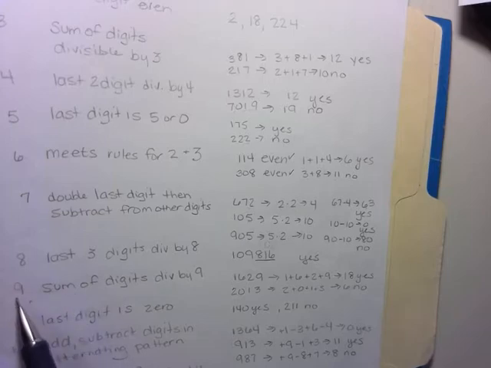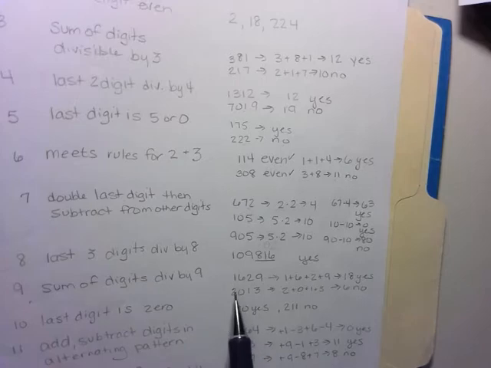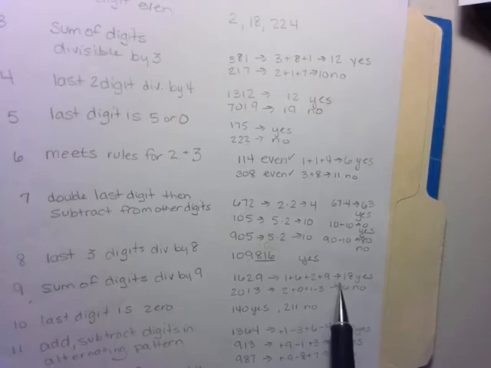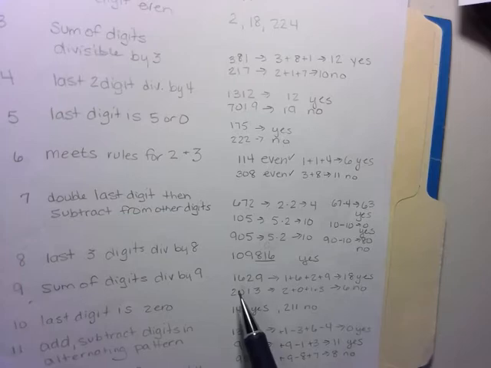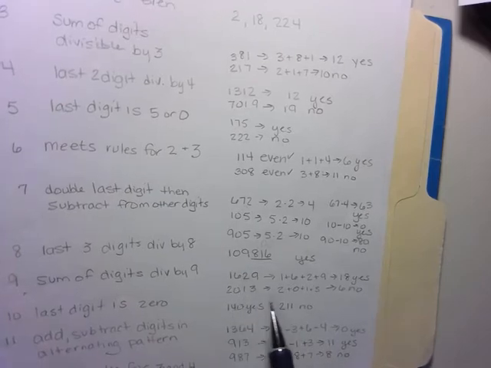So our rule for 9, the sum of the digits has to be divisible by 9. So for example, 1,629, we add them all up, we get 18. Is 18 divisible by 9? Yes, it is. Therefore, 1,629 is divisible by 9.